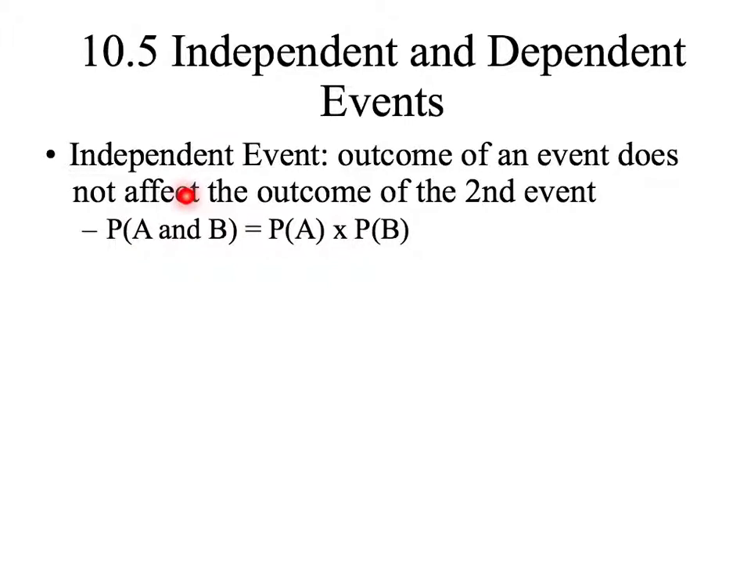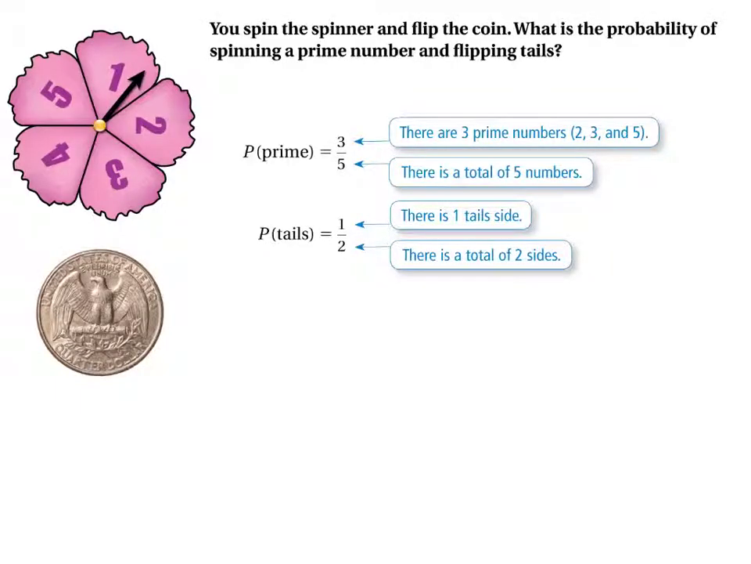Remember, if it's independent, the outcome of the first thing that you do does not affect the second thing that you do. Here is an example of this. I have a spinner here and I have a quarter. What I spin on this spinner does not affect whether I flip heads or tails on that quarter, so that is considered an independent event.